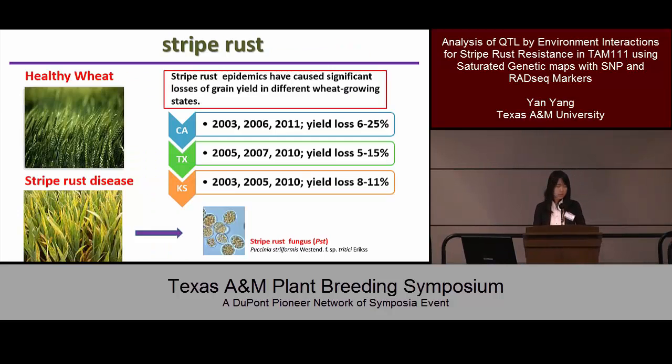Stripe rust is caused by this fungus, shown here as PST, and it causes a great loss of yield in the different wheat growing states. From the documents, we can see that it caused up to 25% yield loss during these years.